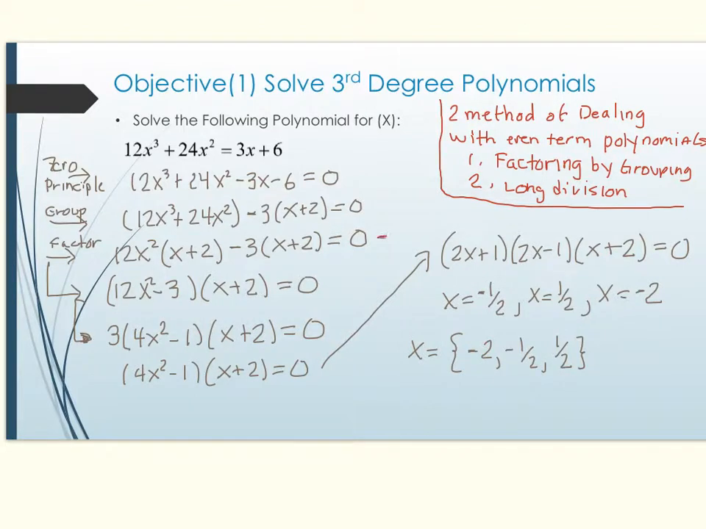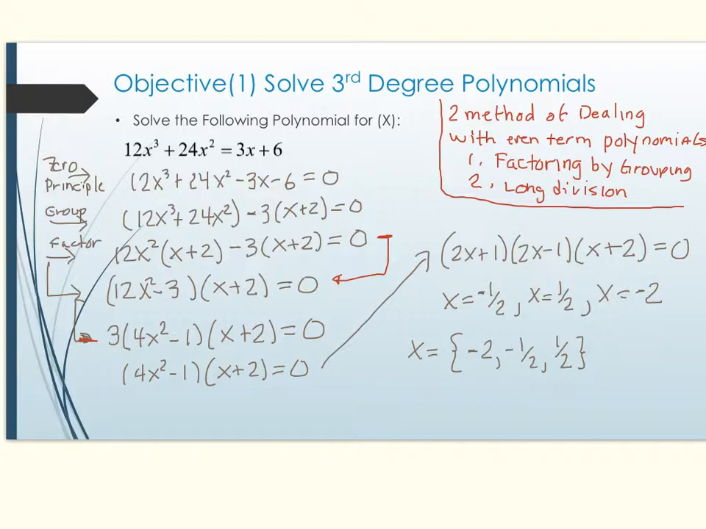And so in this case we now move down to the factoring portion. We can take out an x plus 2 from both terms, and you can see that we're left with 12x squared minus 3 times x plus 2 is equal to 0. We can take a 3 out of the first factor. When we do that, we get 3 times parentheses 4x squared minus 1 times x plus 2.